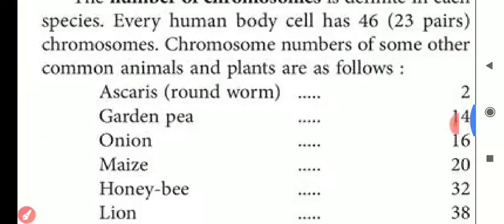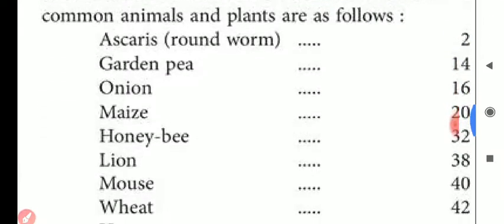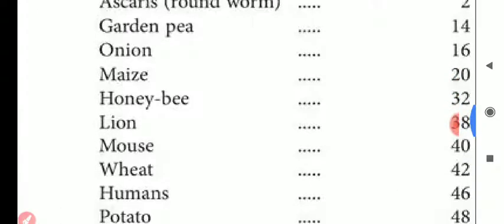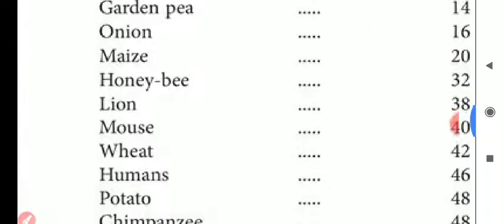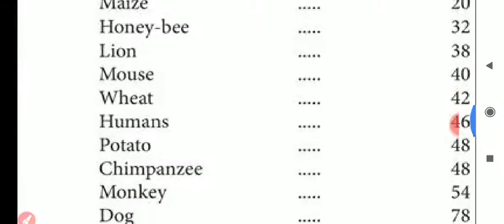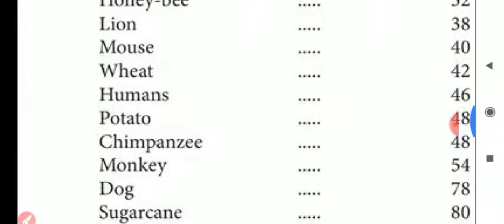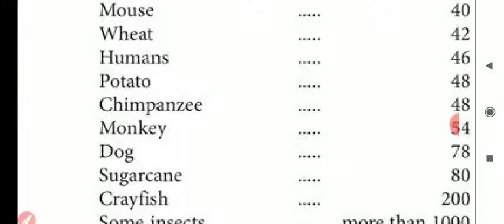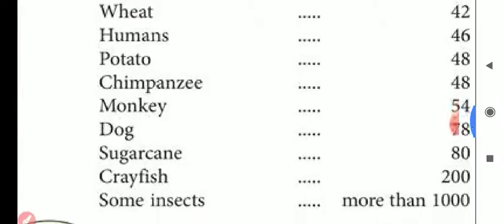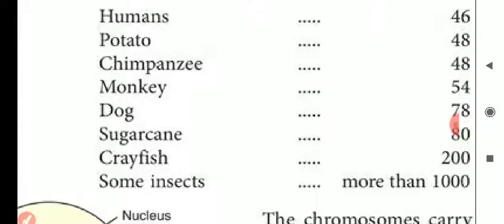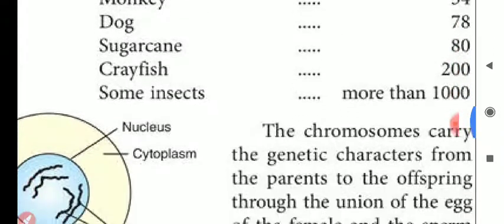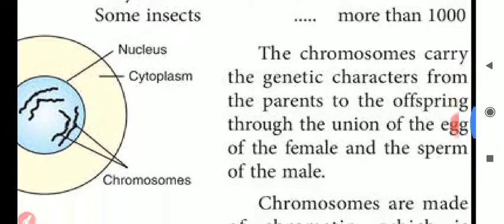in the table. Garden pea 14, onion 16, maize 20, honeybee 32, lion 38, mouse 40, wheat 42, humans 46. In humans, it is generally asked in the exam. Potato 48, chimpanzee 48, monkey 54, dog 78, sugarcane 80, crayfish 200, and some insects may have more than 1000.